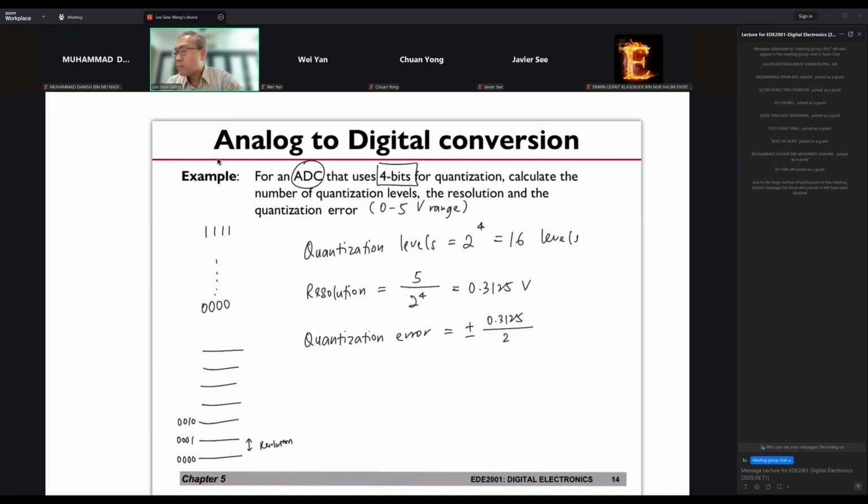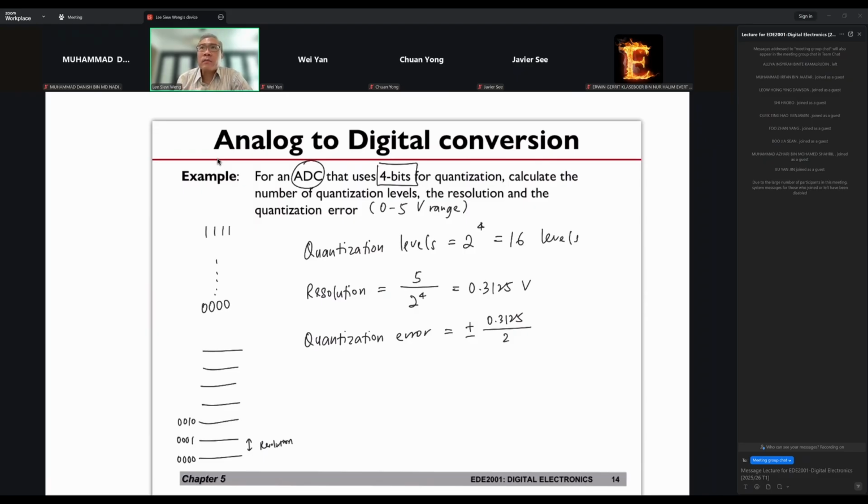Don't forget we are rounding off. For example, 1.5 rounded to the nearest integer is 2, 1.7 rounded to the nearest integer is 2, and 1.3 rounded to the nearest integer is 1. So the quantization error here is plus minus 0.3125.